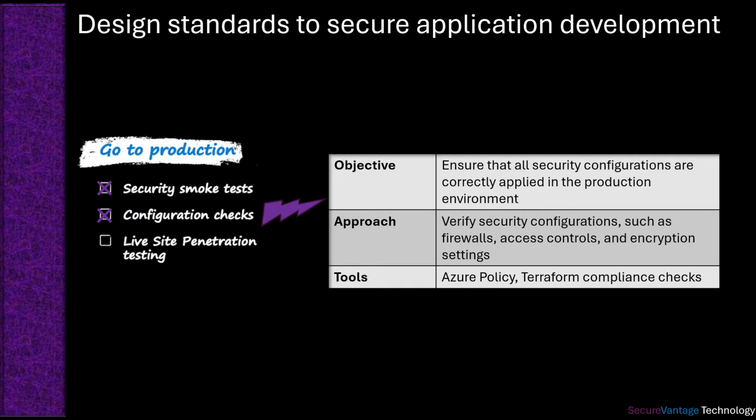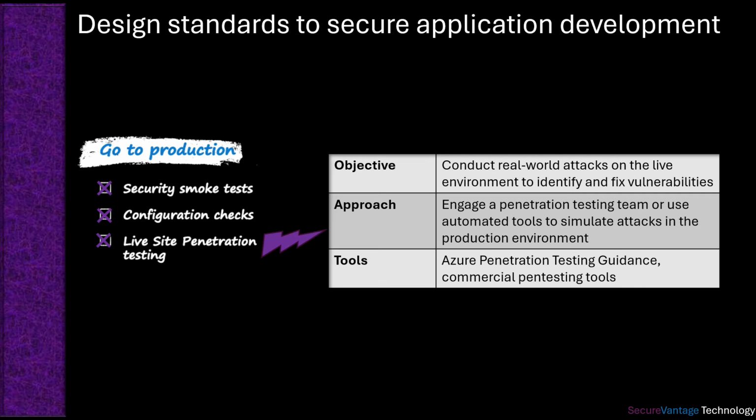The objective of configuration checks is to ensure that all security configurations are correctly applied in the production environment. As a cybersecurity architect, you verify security configurations such as firewalls, access control, and encryption settings are in place given the security posture and application functionality. Azure Policy and Terraform compliance checks can be used to achieve the objective.